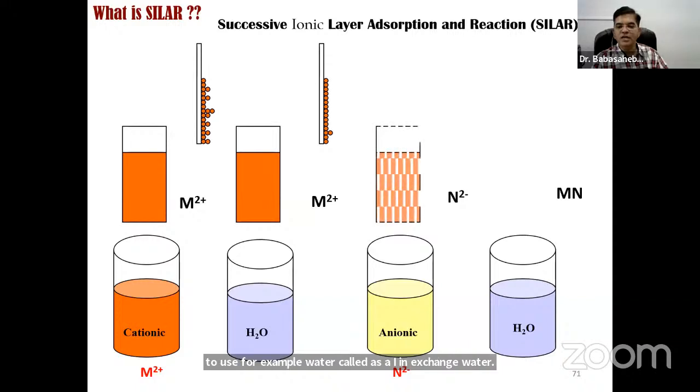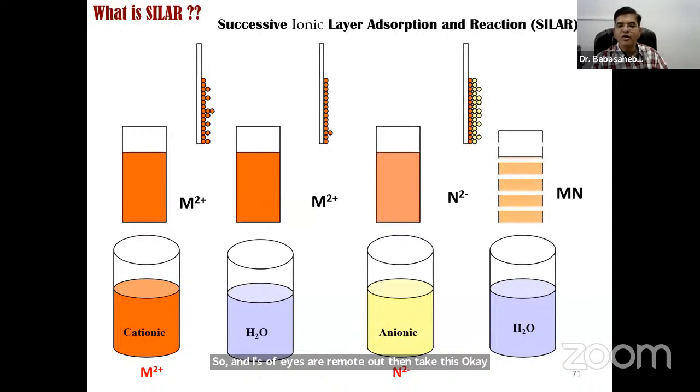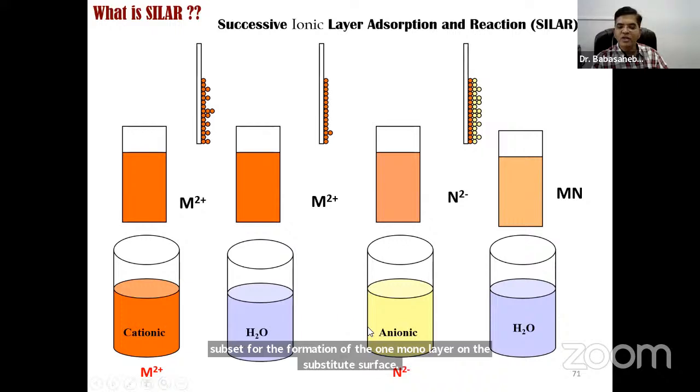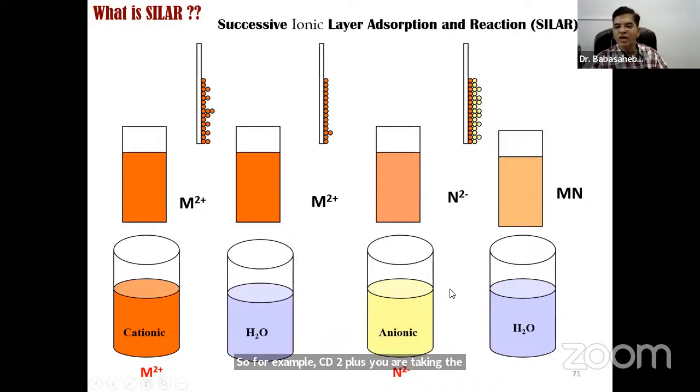Then take this substrate and dip it inside the anionic solution, so that the cation reacts with the anion, and there is one monolayer formation on the substrate surface. For example, Cd2+ reacts with the S2- ion, so one monolayer of CdS forms on the substrate surface. The beauty of the technique is that you can control at the ionic level. That is the beauty. So one monolayer control is there in this technique.